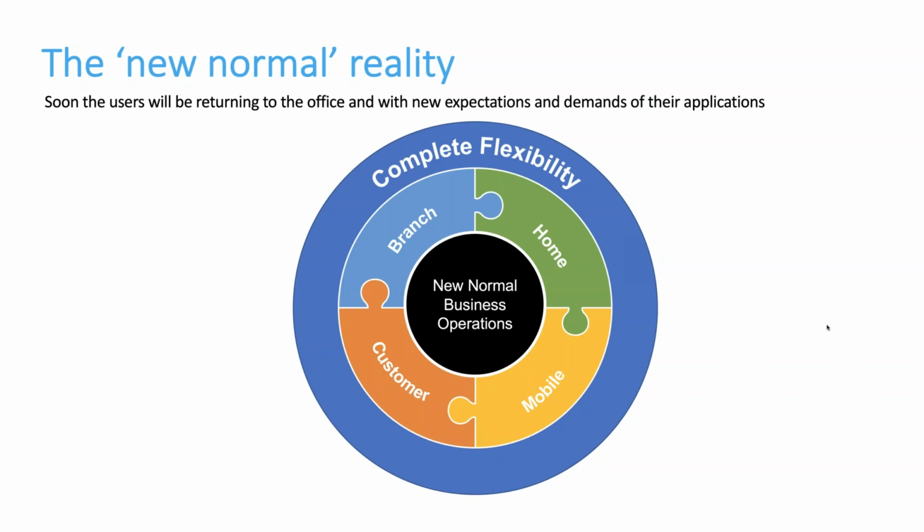They're all just going to vary and flex. I think that's in reality what the new normal is going to be. So the branch is very much still going to play a critical role.